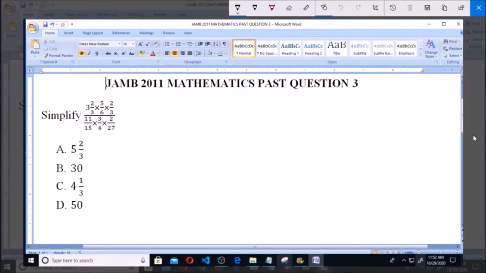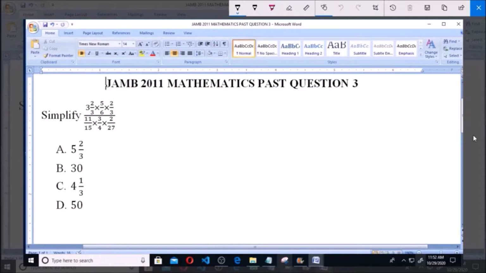I will be answering JAMB 2011 Mathematics Past Question 3. Simplify 3 whole number 2 over 3 multiplied by 5 over 6 multiplied by 3 over 2, everything over 11 over 15 multiplied by 3 over 4 multiplied by 2 over 27. Option A says 5 whole number 2 over 3, B says 30, C says 4 whole number 1 over 3, and D says 50.